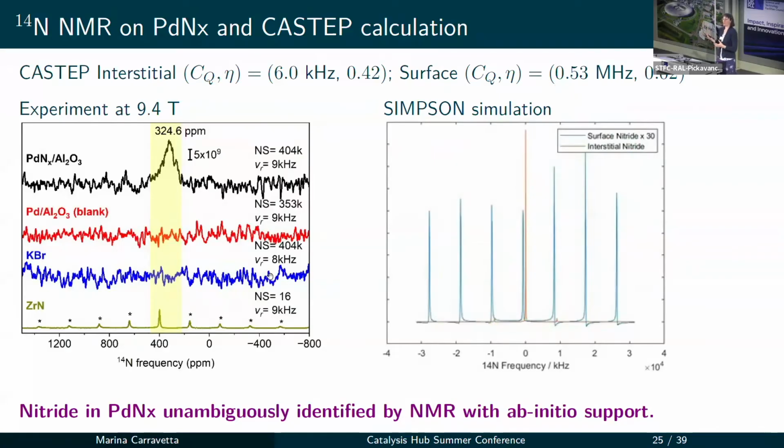And then we can use these simulations to conclude that most of the nitrogen that we actually have in our sample is interstitial, and that we have hardly any nitrides on the surface.